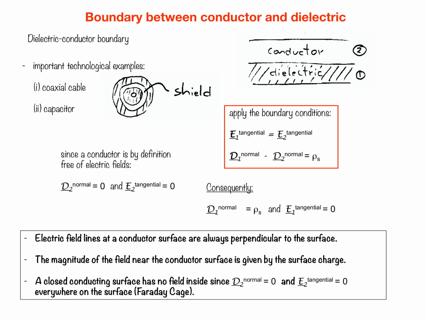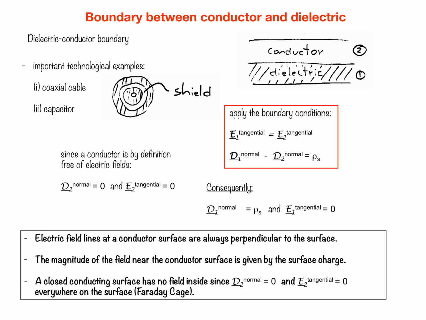A conductor is by definition free of electric fields. Therefore D2 normal equals 0, also E2 tangential equals 0. We can conclude that D1 normal has to be equal to the density of free charges ρs, and E1 tangential equals 0. In other words, the electric field lines at a conductor surface are always perpendicular to this surface. There is no tangential component.